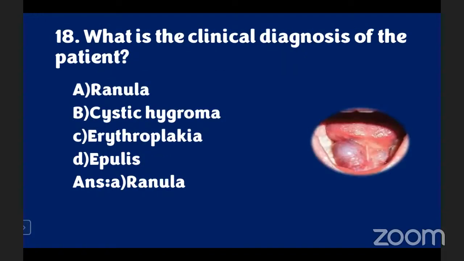Next one is what is the clinical diagnosis of the patient? Option A, ranula. Option B, cystic hygroma. Option C, erythroplakia. Option D, epulis. Answer is option A, ranula. We can see the picture of the ranula in this.